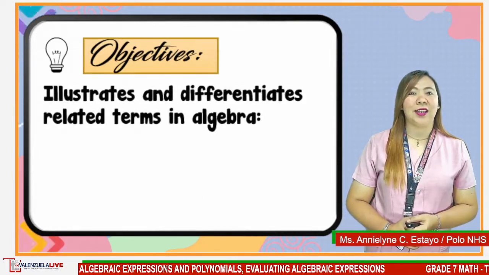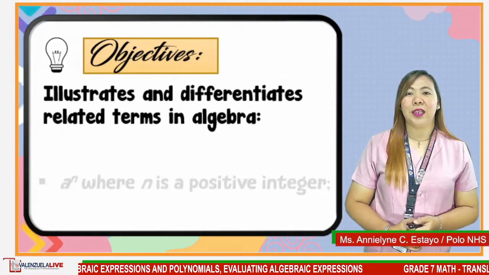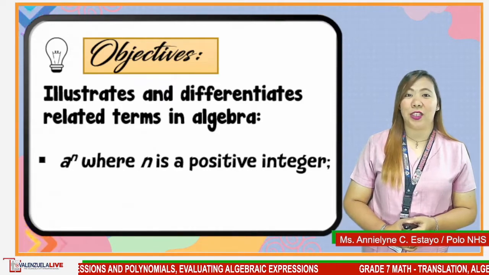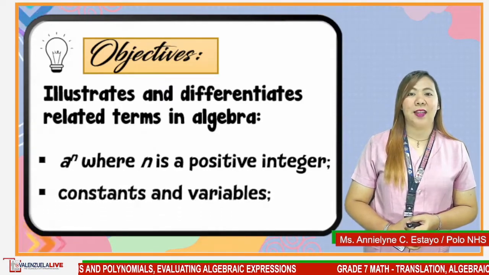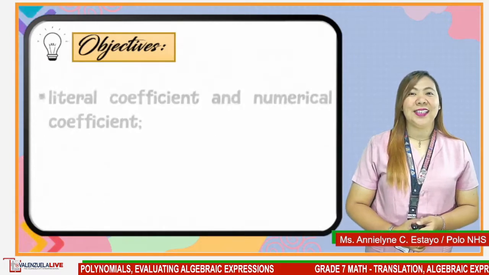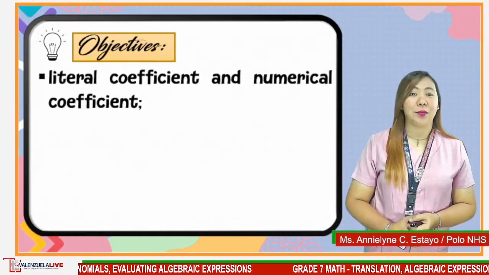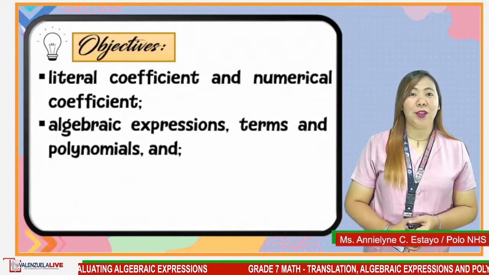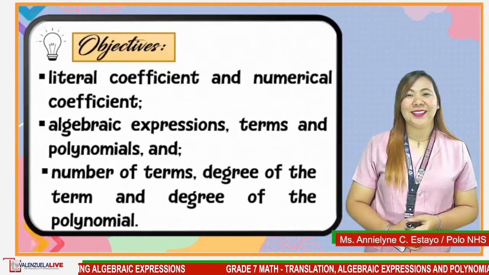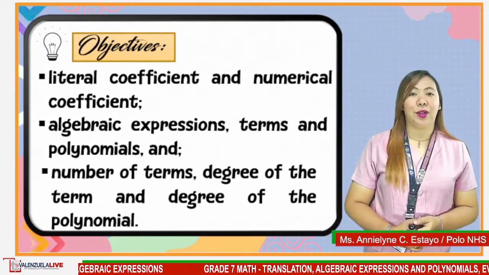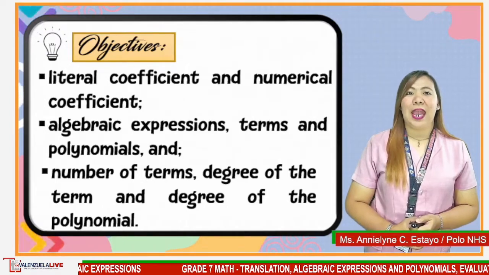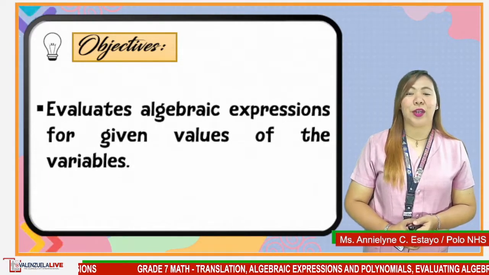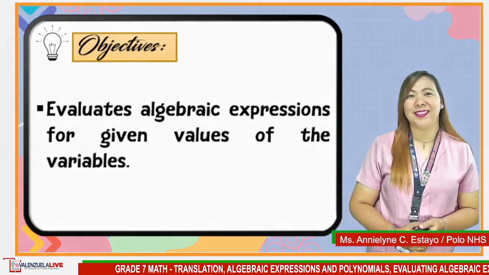Illustrate and differentiate related terms in algebra, such as a raised to n, where n is a positive integer, constants and variables, literal coefficient and numerical coefficient, algebraic expressions, terms and polynomials, number of terms, degree of the term, and degree of the polynomial. And lastly, to evaluate algebraic expressions for given values of the variables.